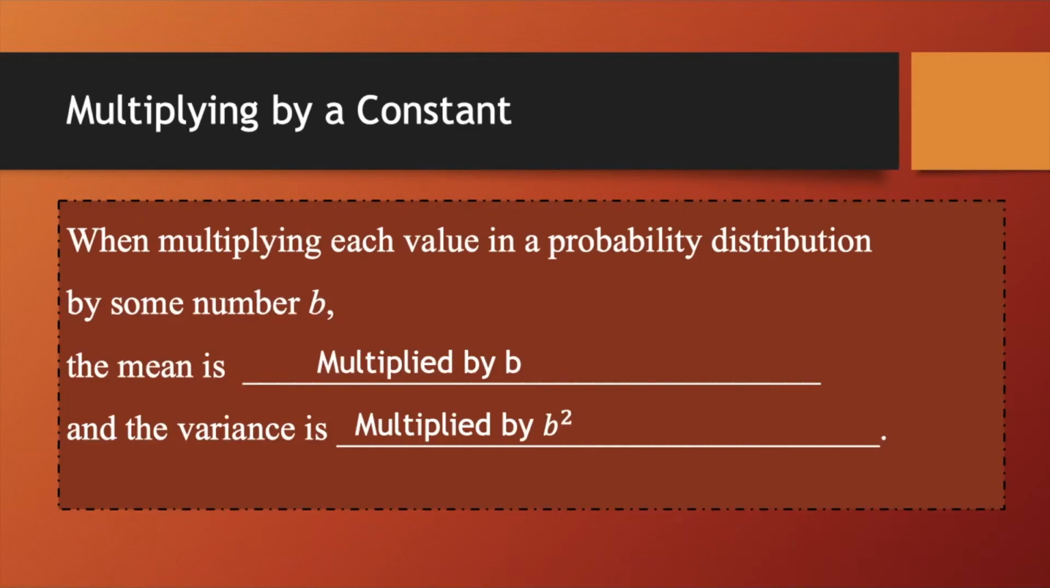Now we need to see what this relationship is. We notice that when we multiply every value in a distribution by some number b, the mean is multiplied by b, but the variance is multiplied by b squared. That's an important relationship, and we're going to write that down later.